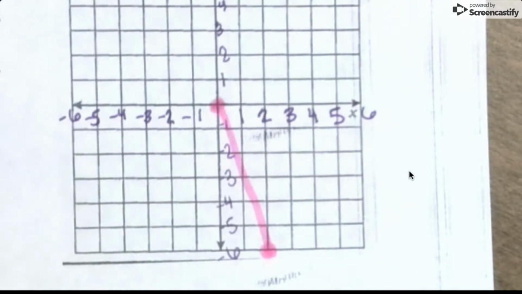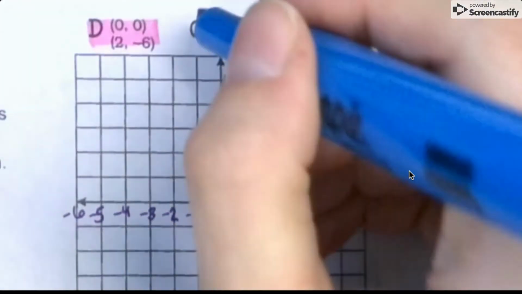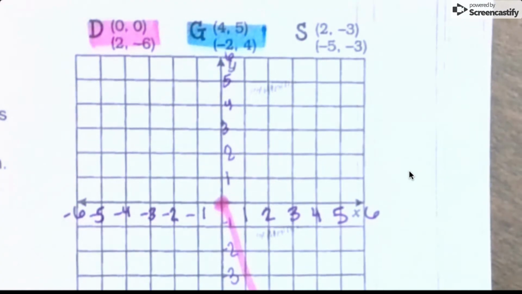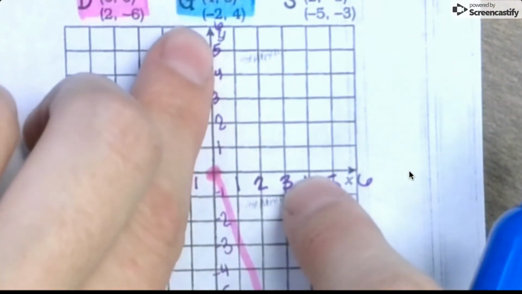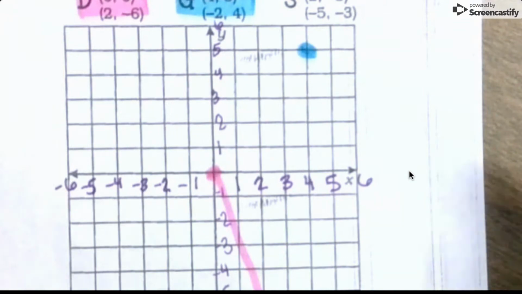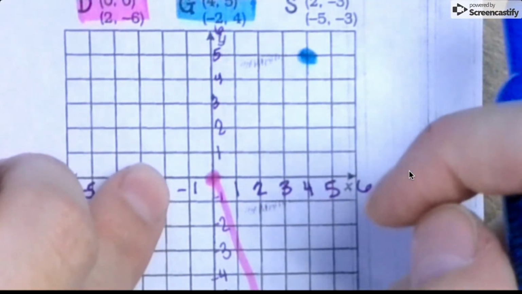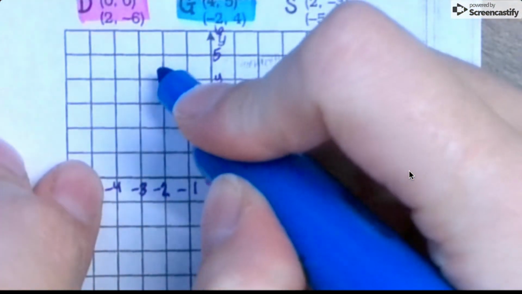Right, so now we're going to plot the G. So we have the point (4, 5). I find 4 on the x-axis, 5 on the y-axis. They intersect here. Then I find the point (-2, 4). That's right here.